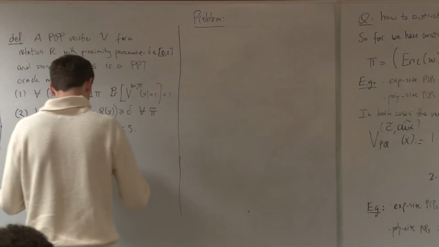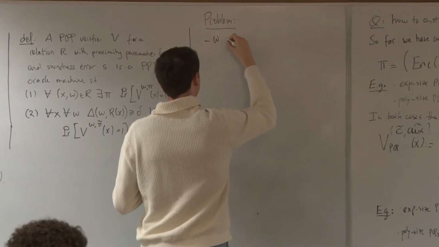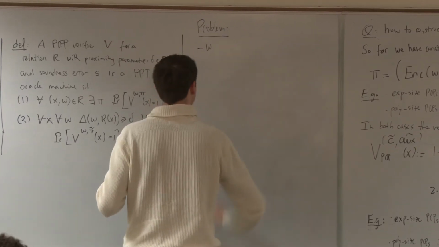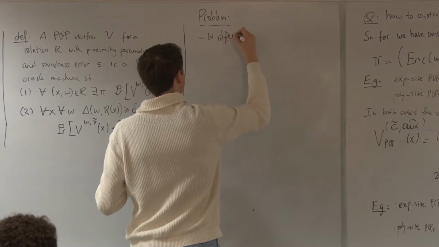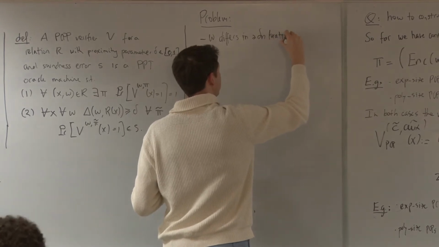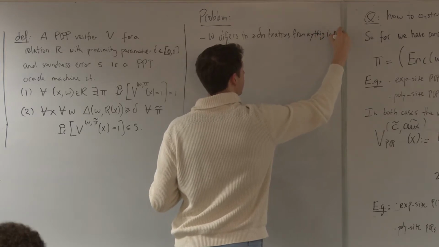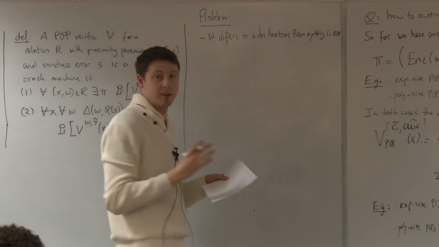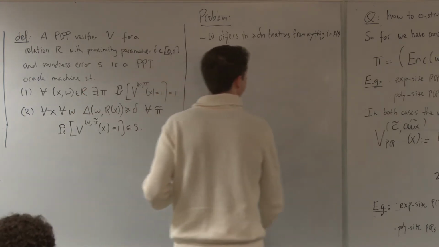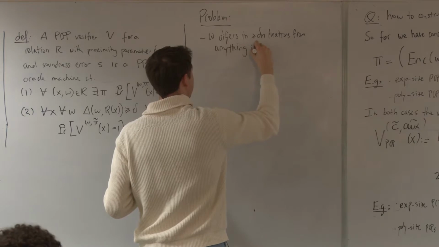So we know that W differs in at least delta n locations from anything in Rx, right? That's what it means to be delta far. I need to change at least delta n locations to obtain anything in Rx. Let me just write it bigger. From anything in Rx.